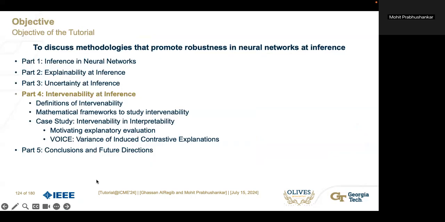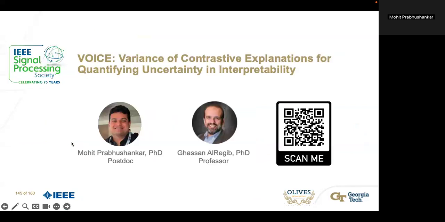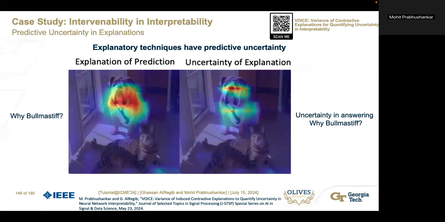It basically was accepted a month back, which is the study of intervenability in interpretability. We call it VOICE, which is variance of induced contrastive explanations for quantifying uncertainty in explainability or in interpretability. But as I said, anything with respect to intervenability work is new. There's a lot of potential for people to go through and try to understand it a little bit better. But ideally, we want these kind of explanations where you don't just get an explanation, but you get a heat map of the uncertainty that is involved with that explanation.